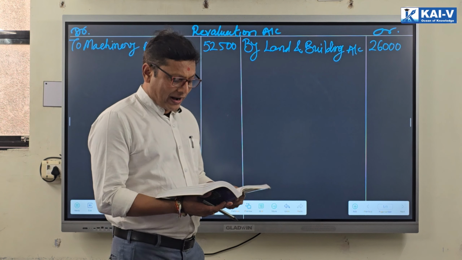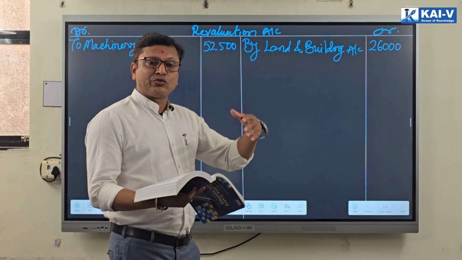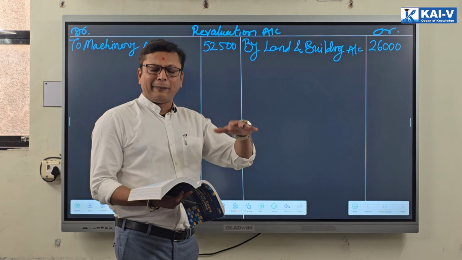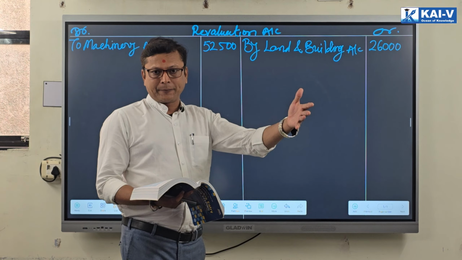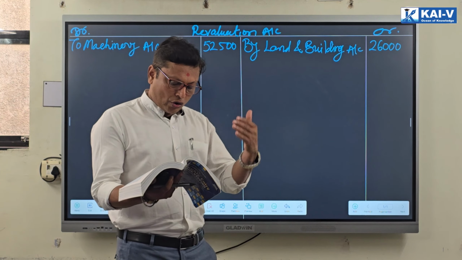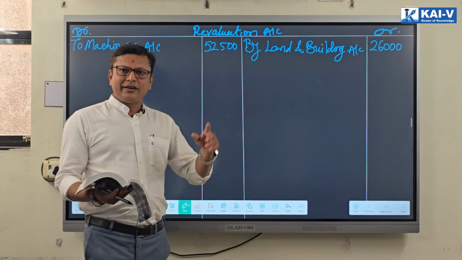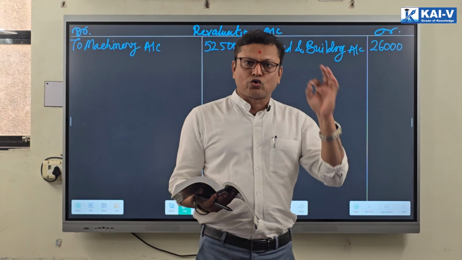The next adjustment is stock be increased to 1 lakh rupees. The value given in the balance sheet is 90,000. Now its value is increased to 1 lakh. That means the value has increased by 10,000. Here it is mentioned that stock be increased to 1 lakh. It is not increase by 1 lakh; it is increase to 1 lakh.